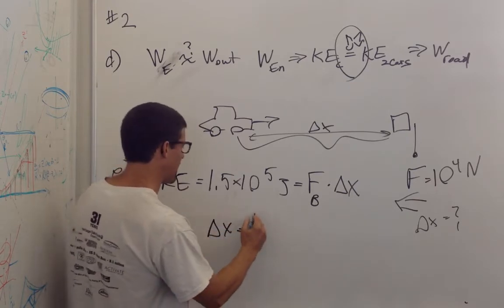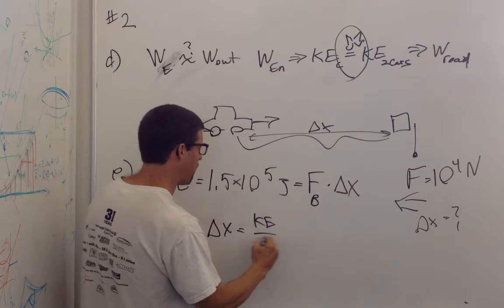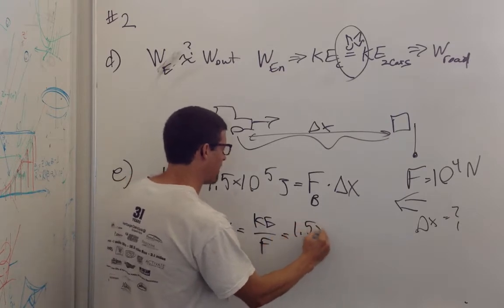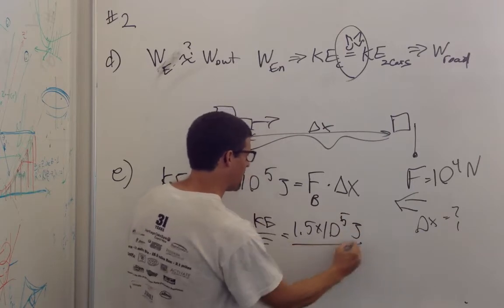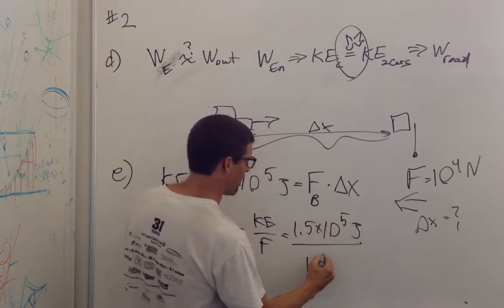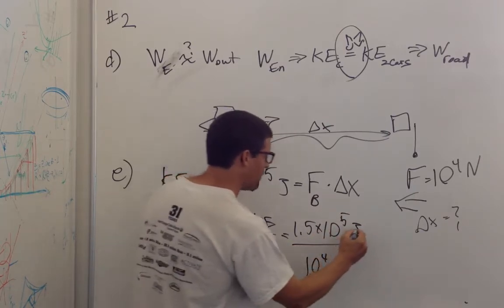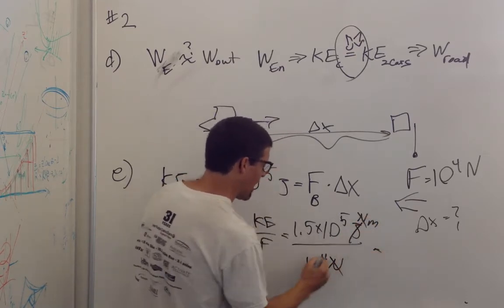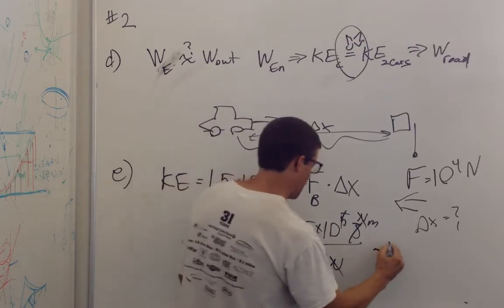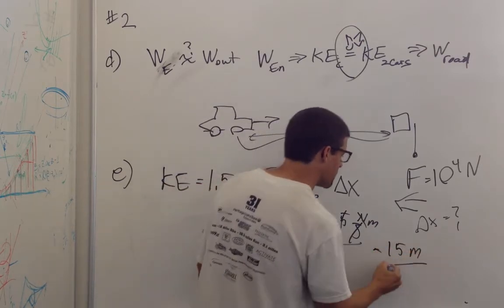That's equal to the kinetic energy divided by the force: 1.5 times 10 to the 5th joules divided by 10 to the 4th newtons. Okay, and a joule is a newton meter, so these cancel, and I wind up with 15 meters.